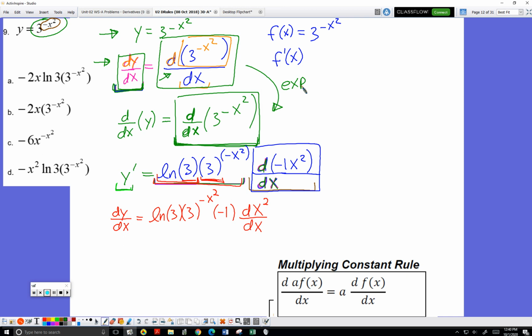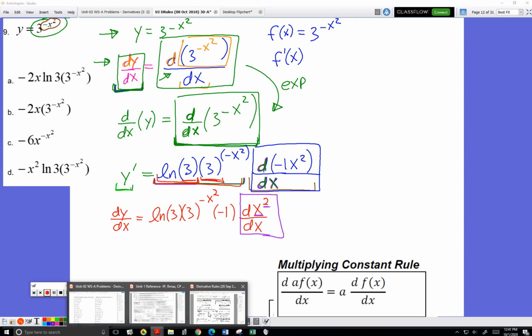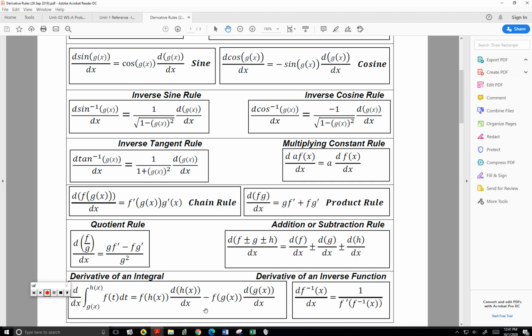Now I have to pick another rule. So I've got to find a rule that fits with this. Which one fits with that? Power rule. This time it is to a number. Right? Now I've got something to a number, which is what the power rule is all about. So I go grab that one.